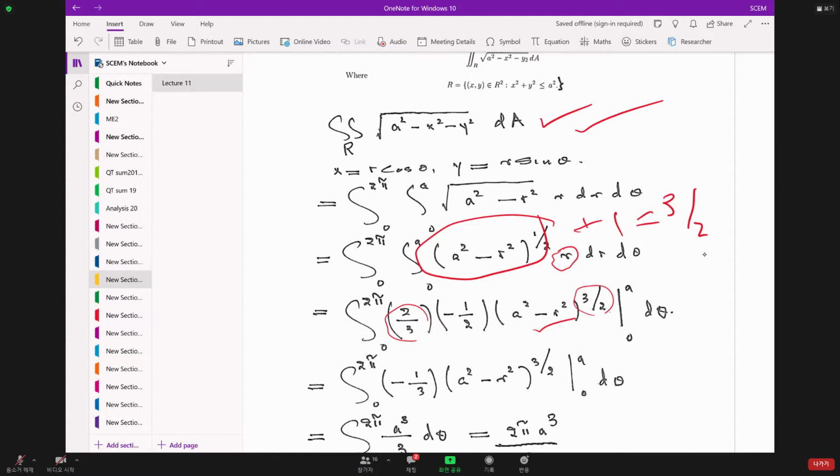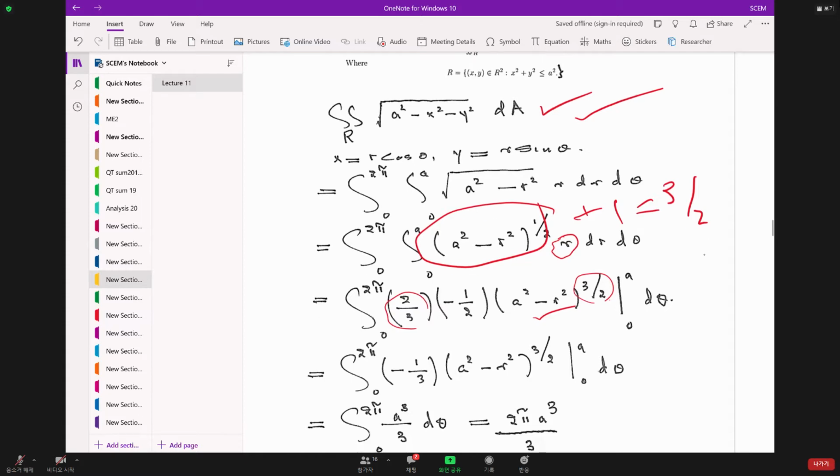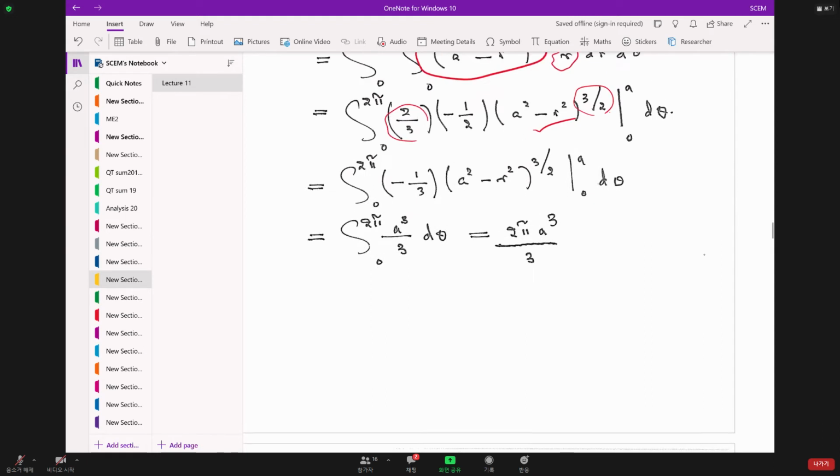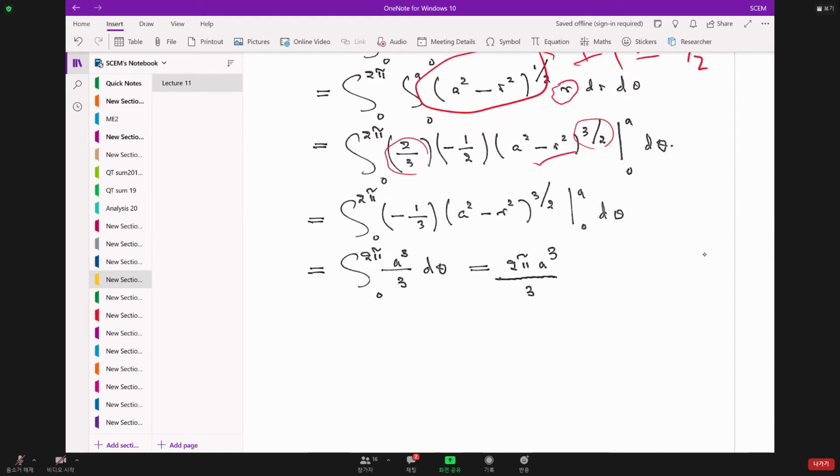So now put in your limits of integration. If you put a here, a squared minus a squared is 0. If you put 0 for r, you get a squared to the 3 by 2, but that minus and minus goes off. Minus 0. So what you come up with is this. So if you have a plus 1/3, the lower limit gives you a positive, and you simply come up with that.